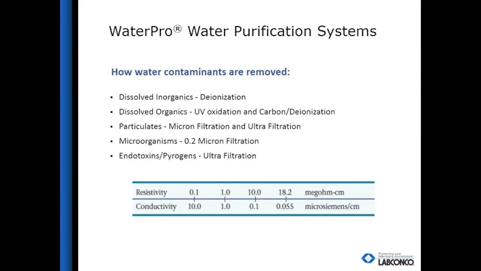No single water purification technology can remove all water contaminants. Each has specific advantages and disadvantages. The most common purification methods used today are reverse osmosis, carbon filtration, deionization, UV oxidation, ultrafiltration, and 0.2 micron filtration. In a similar fashion, no one contaminant monitoring device is available to measure all of the contaminant groups.